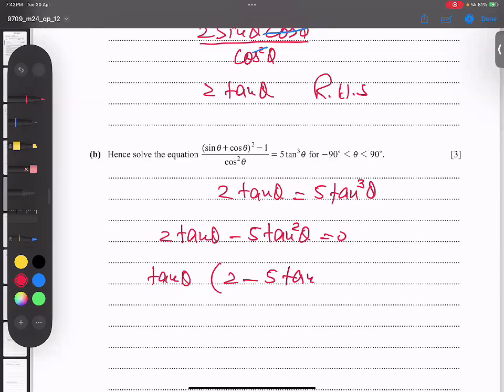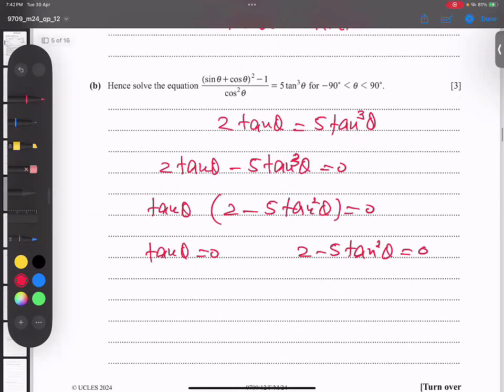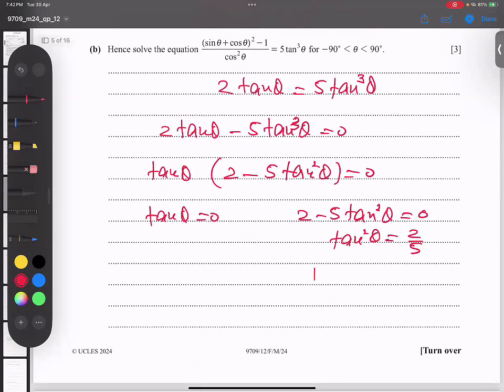Sorry, tan square. This is a cube, sorry. This is a square theta that comes. I can say either this part is equal to 0, so I get tan theta is equal to 0, or this whole thing is 0. So I believe this part is very, very clear. So I got tan square theta is equal to 2 over 5. Take a root of both sides, I get tan. Okay, I have the 3 options, students. So let me write all 3 options.